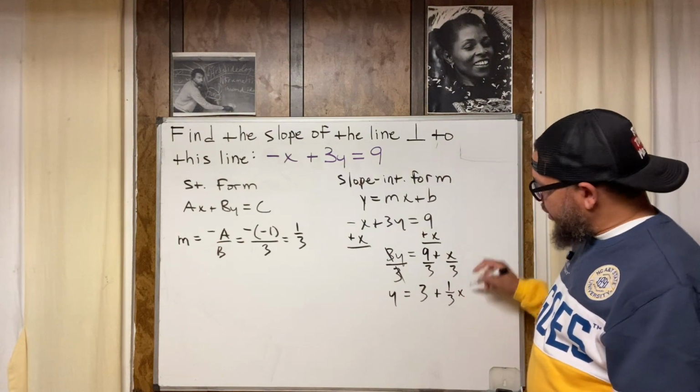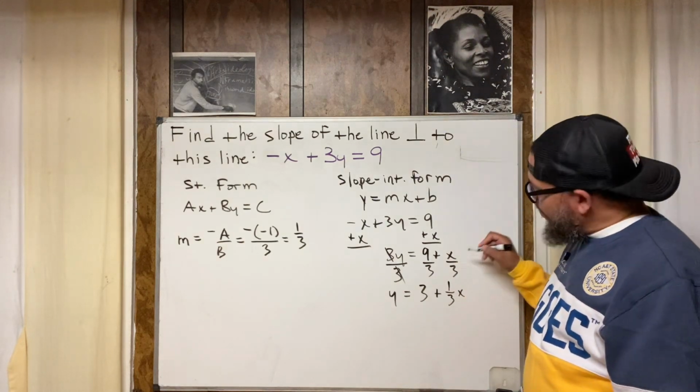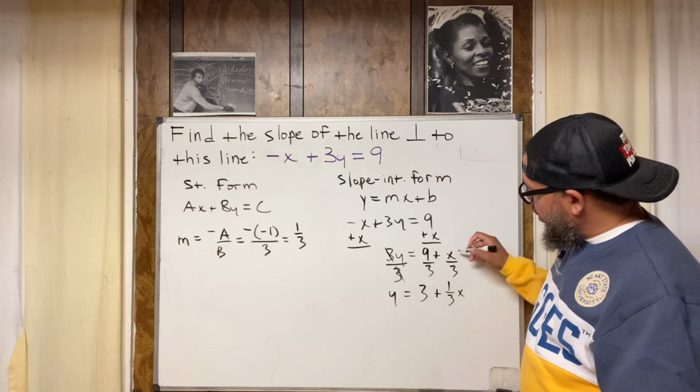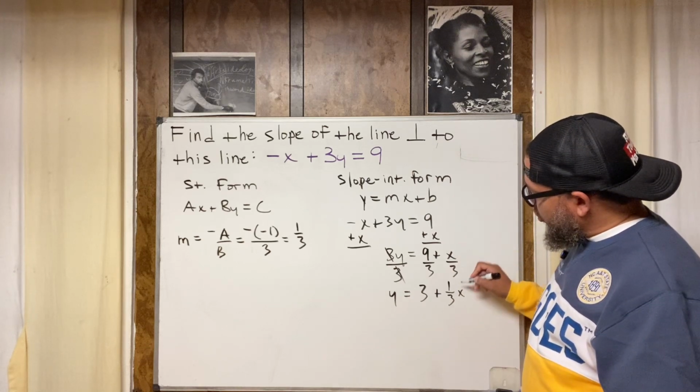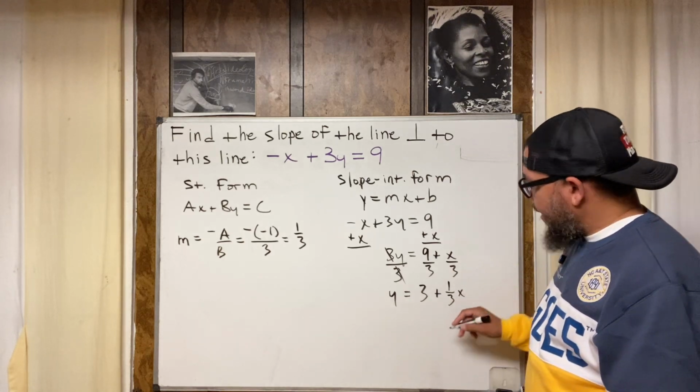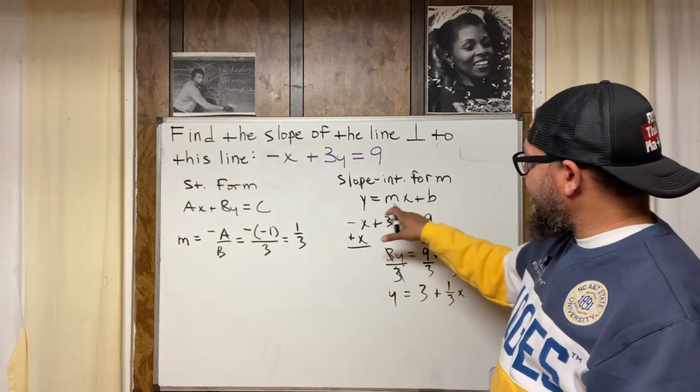Now you got 1/3 x. Make sure you know that. That's important in terms of algebra, knowing that x over 3 is equivalent to 1/3 x. All right. Now, I want this in slope-intercept form.